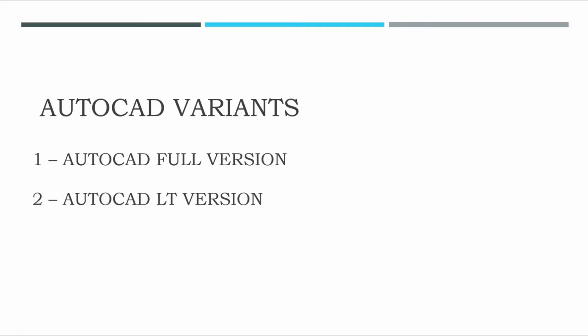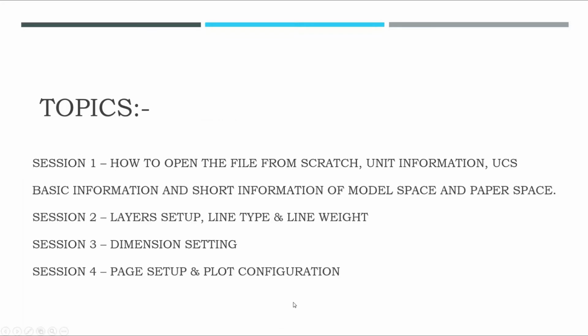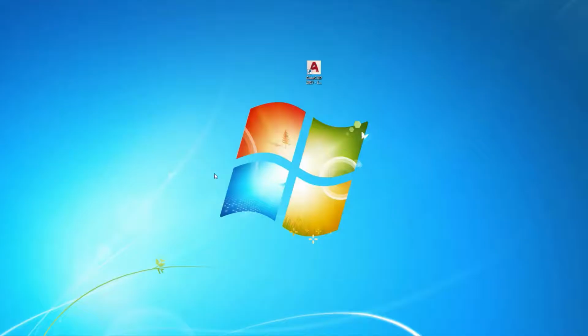For more detailed understanding, we have divided this training video into 4 sessions. Session 1, how to open the file from scratch, unit information, uses basic information and short information of model space and the paper space. Session 2, layer setup, line type and line weight. Session 3, dimension setting. Session 4, page setup and plot configuration. Let's start session 1. We will cover opening the file from scratch and basic information in this session.